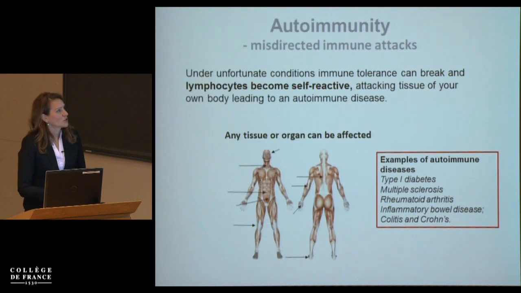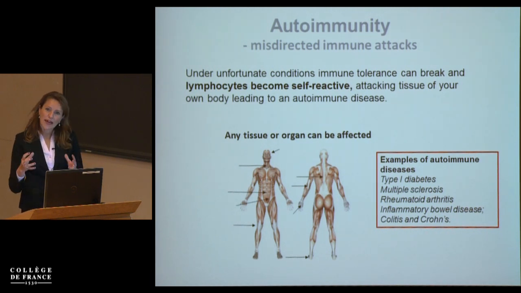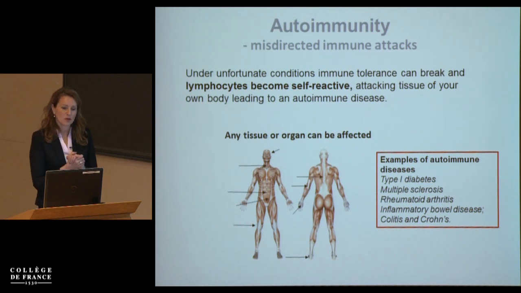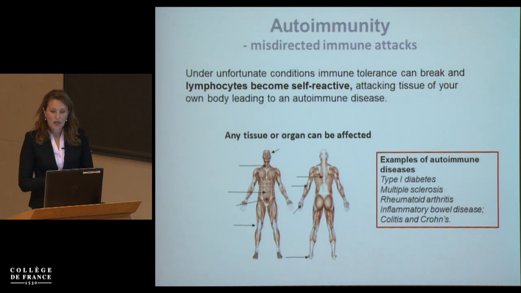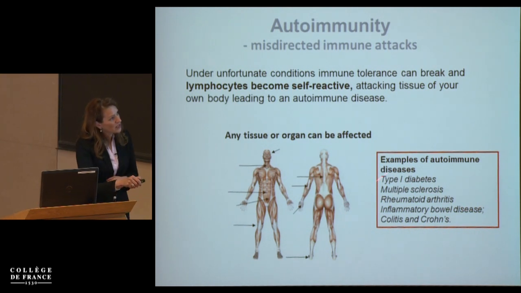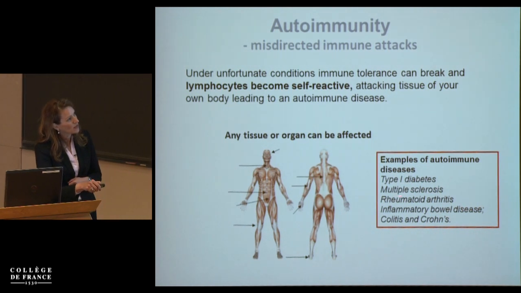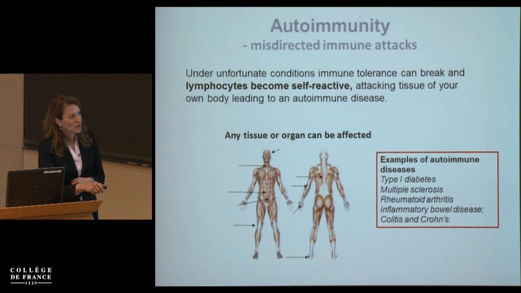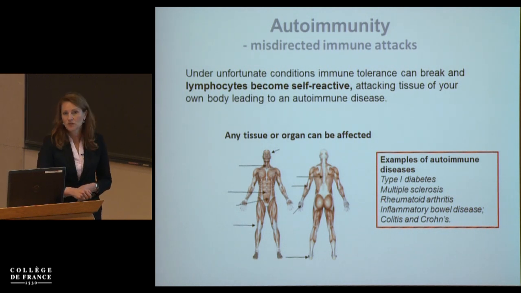Under unfortunate conditions, immune tolerance can break, causing lymphocytes to become self-reactive. They will then attack tissue in your own body, and this will lead to an autoimmune disease. Any type of organ can be affected. Examples of autoimmune diseases are type 1 diabetes, multiple sclerosis, rheumatoid arthritis, inflammatory bowel disease, colitis, and Crohn's.